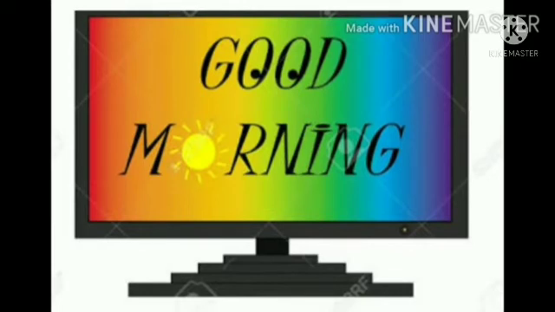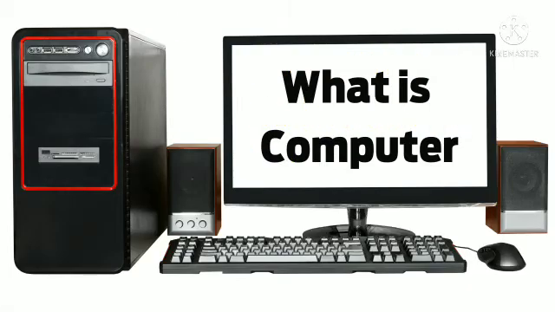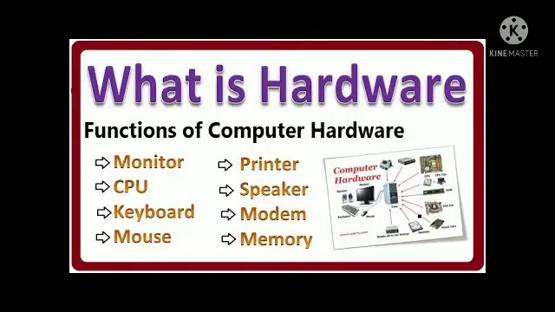Children, you already know what is computer, what is hardware, and what is software. Do you remember that? What is a computer? Computer is a data processing electronic machine. What is hardware? Hardware refers to the physical component of a computer. That is part of a computer. For example, monitor, printer, keyboard, mouse and CPU. CPU stands for Central Processing Unit.